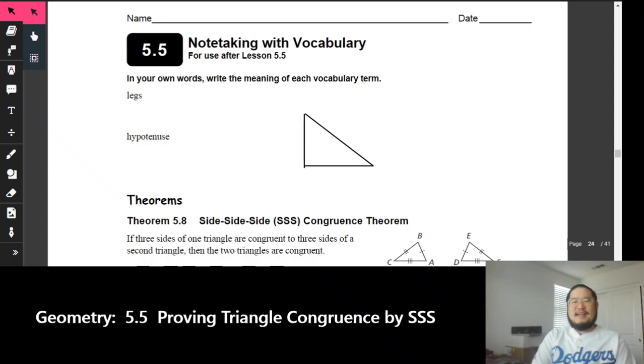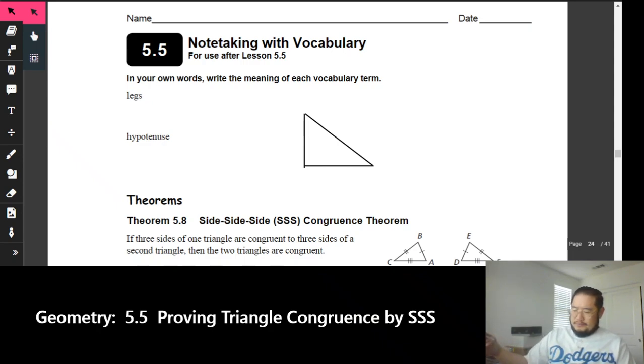Okay, let's take a look at section 5.5, which is about proving triangle congruence by SSS, which is side, side, side. So far we've taken a look, in section 5.3, I believe, which was about proving triangles congruent by side, angle, side. There are several other ways for us to prove two triangles to be congruent, and today it'll be side, side, side.